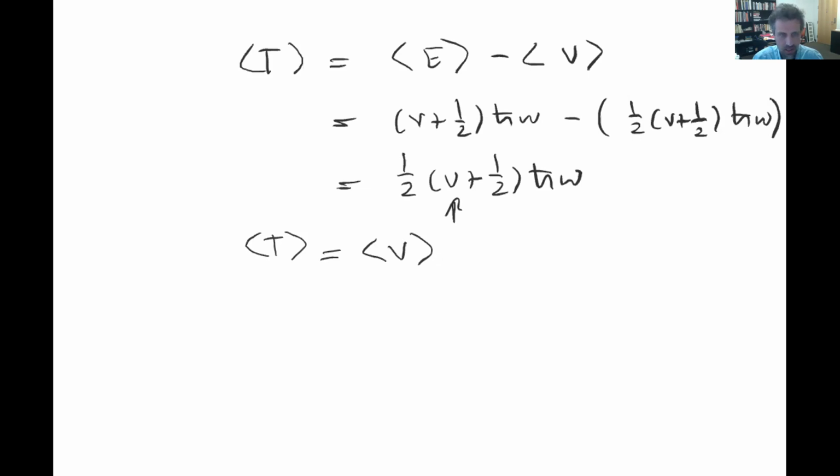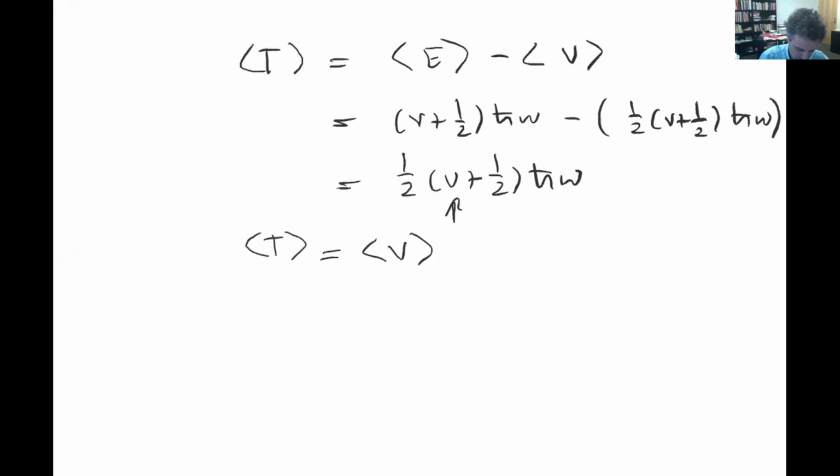So under all conditions, the average kinetic energy and the average potential energy of a particle in a potential well are the same. Again, this is very different from a particle in the box with infinite walls, which does not have potential energy. It's never in the wall, but here it is.